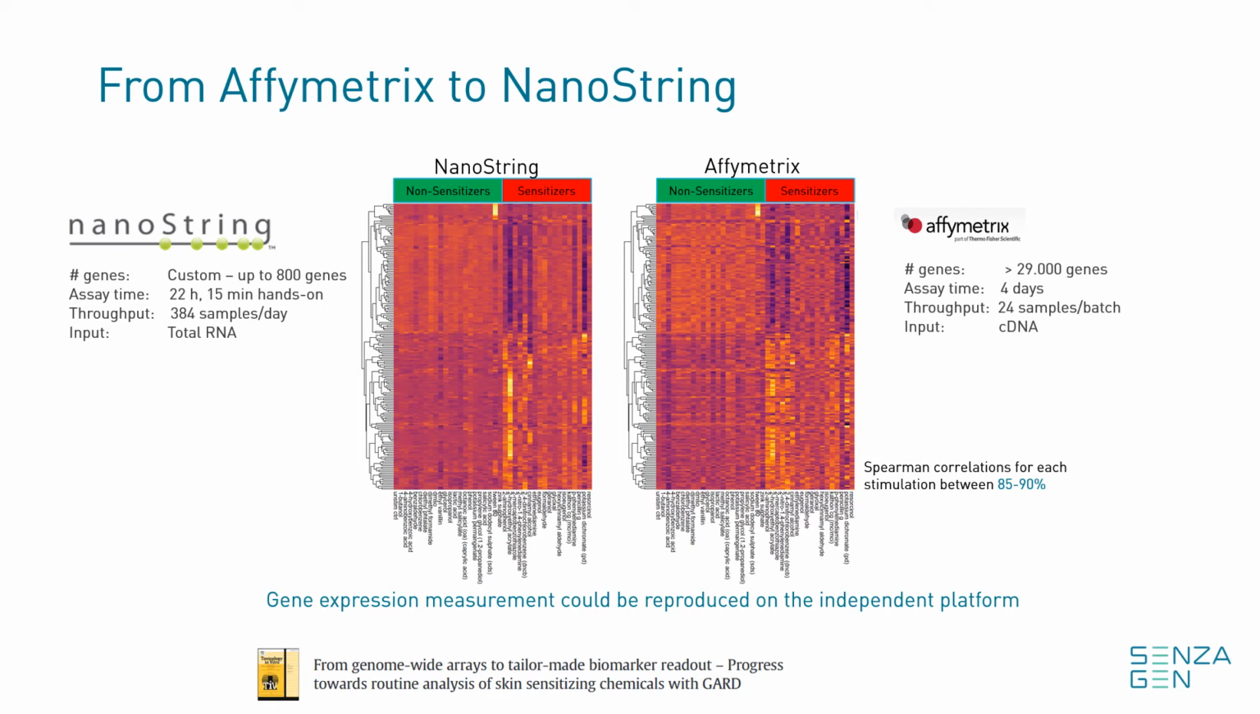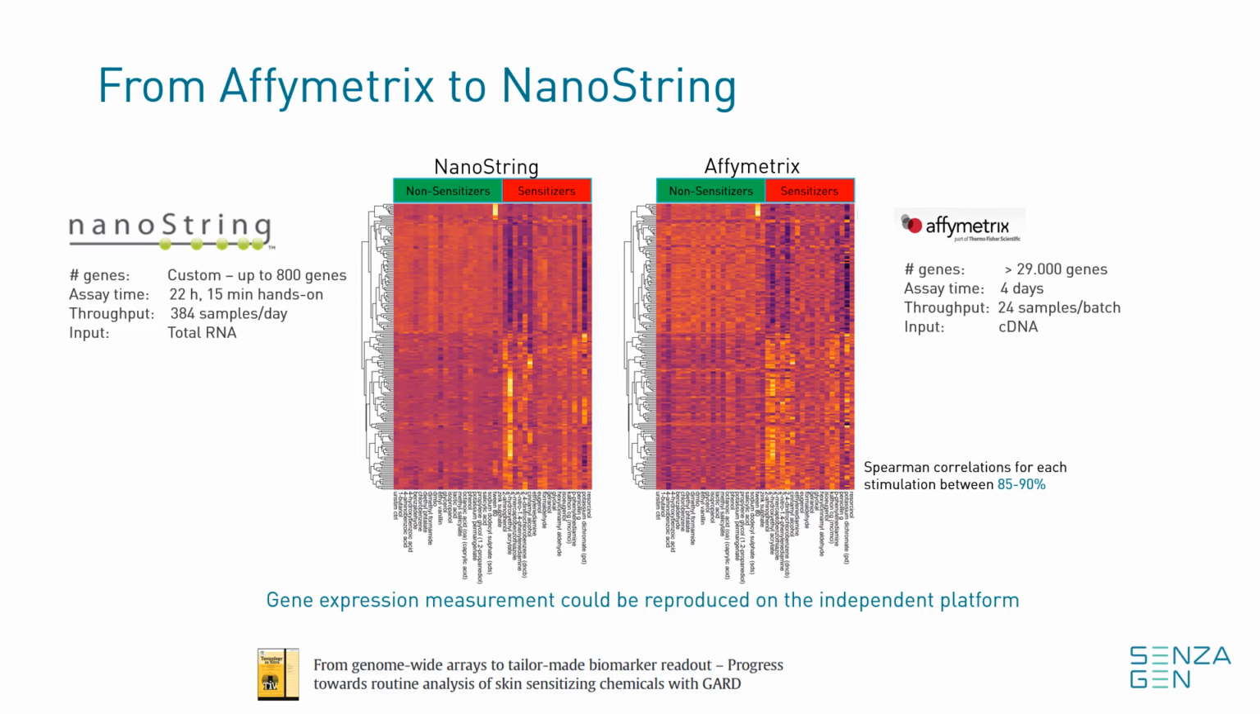sample throughput. Therefore, we switched to another hybridization-based technology platform called NanoString, so that we can perform the analysis in 22 hours with only 15 minutes hands-on time. We also simultaneously increased the sample throughput to as much as 384 samples per day.